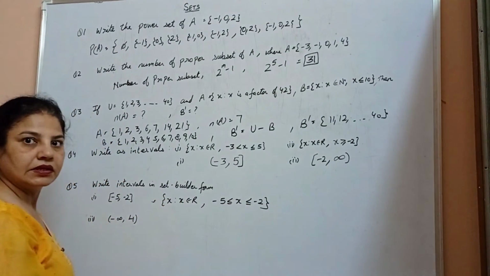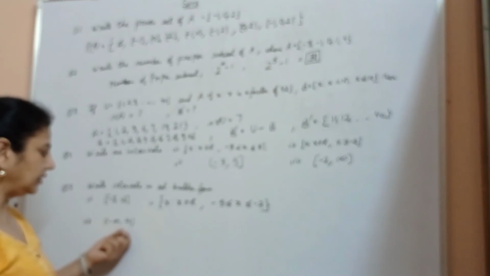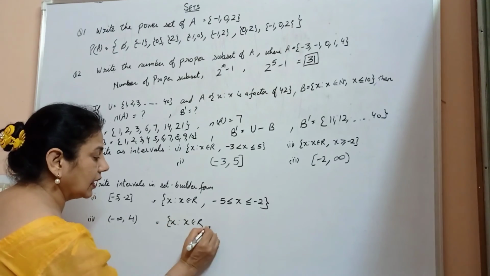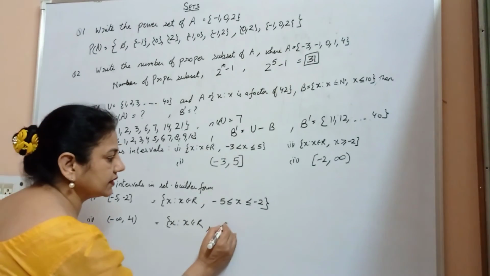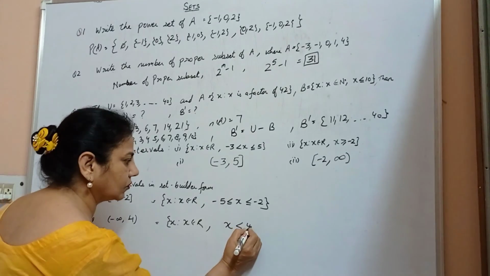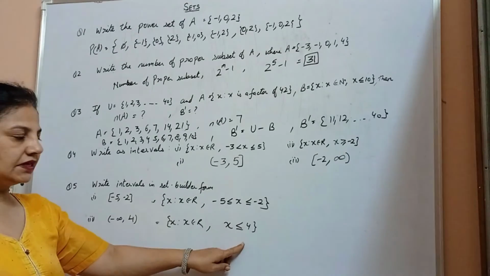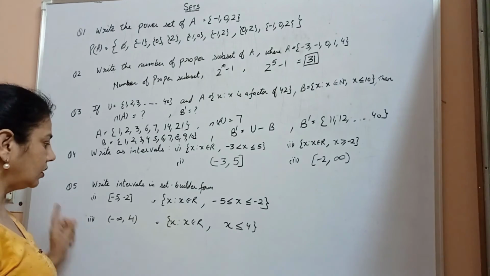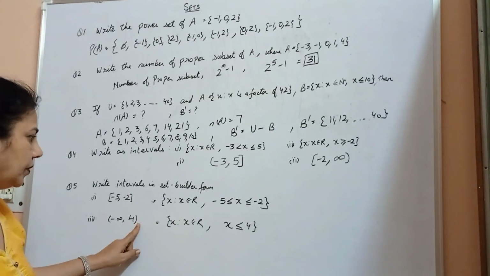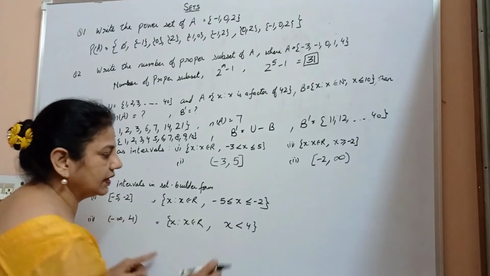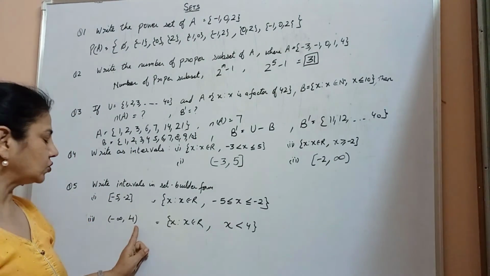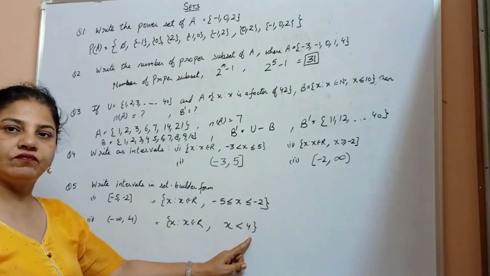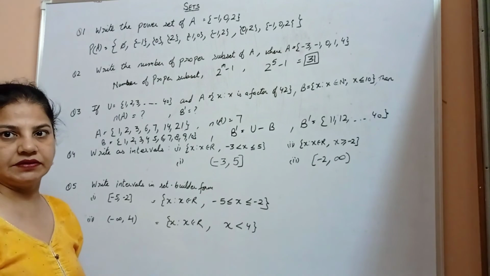Similarly, in this case it is minus infinity to 4. So I will write X such that X belongs to a real number, and here it is minus infinity. I will write X is less than or equal to 4, because that means 4, 3, 2, 1, 0, minus 1, minus 2 and so on till minus infinity. Sorry, it is an open interval, so I will write strictly less than 4. Strictly less than 4 means 4 is not included: 3, 2, 1 and so on till minus infinity.